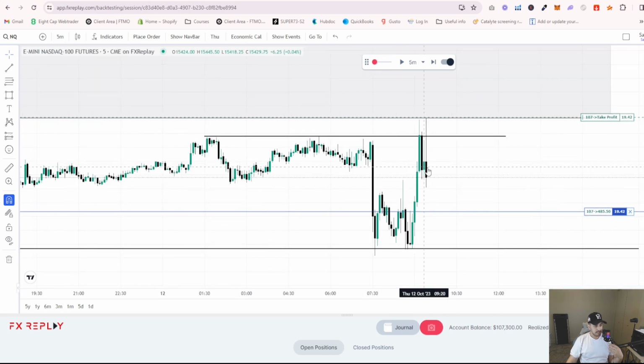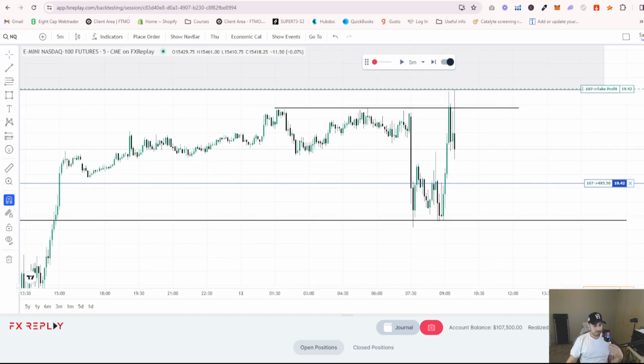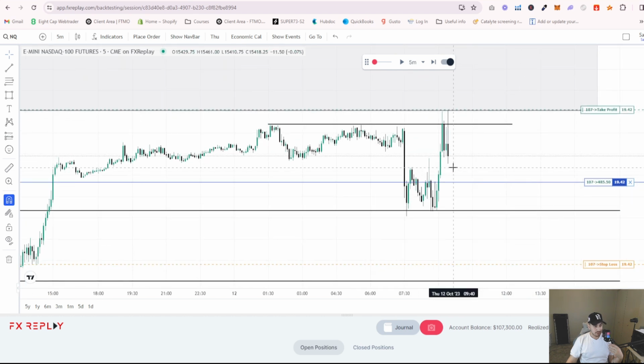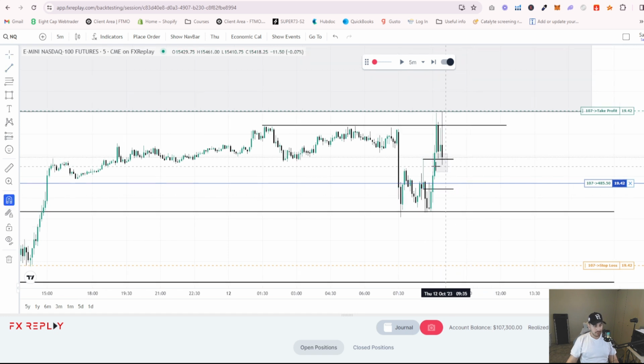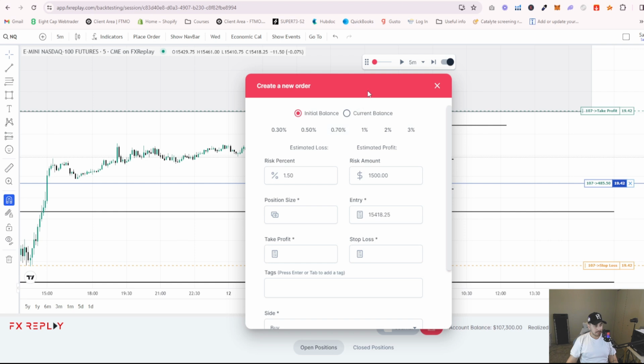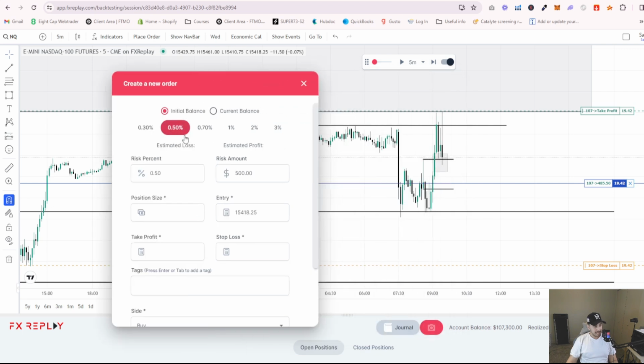Let's go to the 5 minute. So, okay, this is cool. This is where I would actually market buy another position here, because what do we have here, guys? We have a bullish unicorn on the 5 minute, right? We have a bullish breaker right here, overlapping a bullish 5 minute fair value gap. So this is another unicorn model. So I'm going to go ahead, and since I'm already in profit, I'm going to do 0.5%.